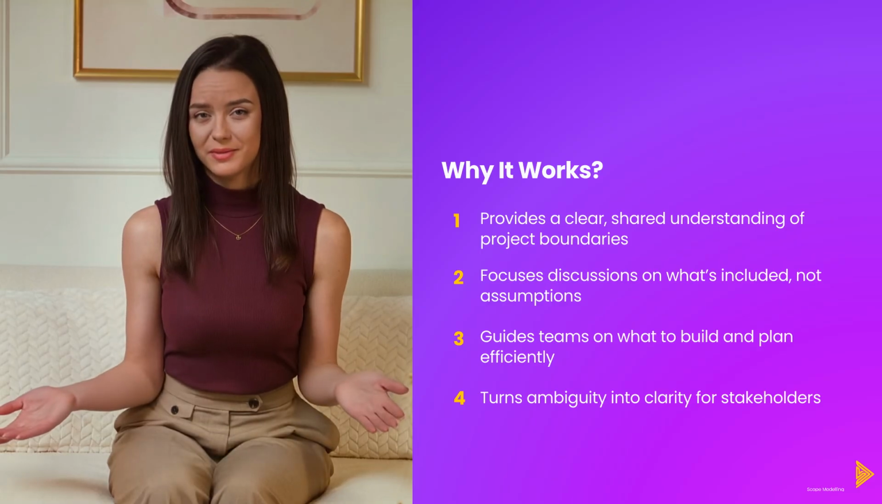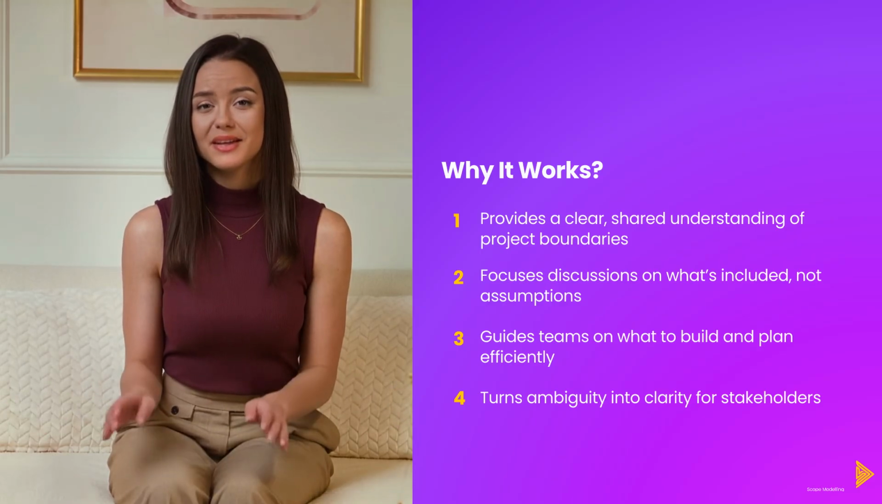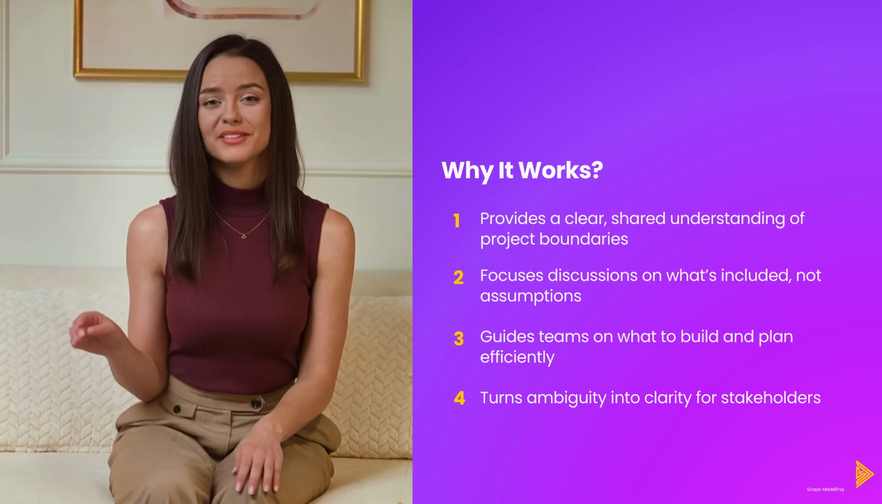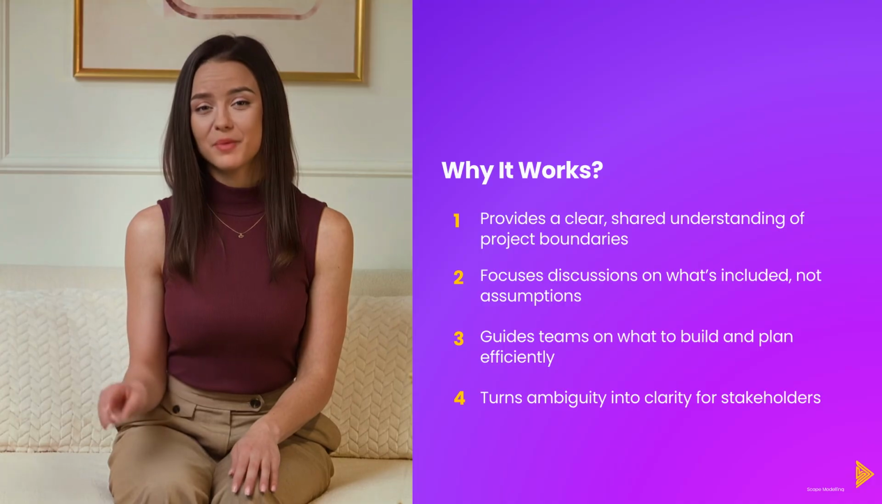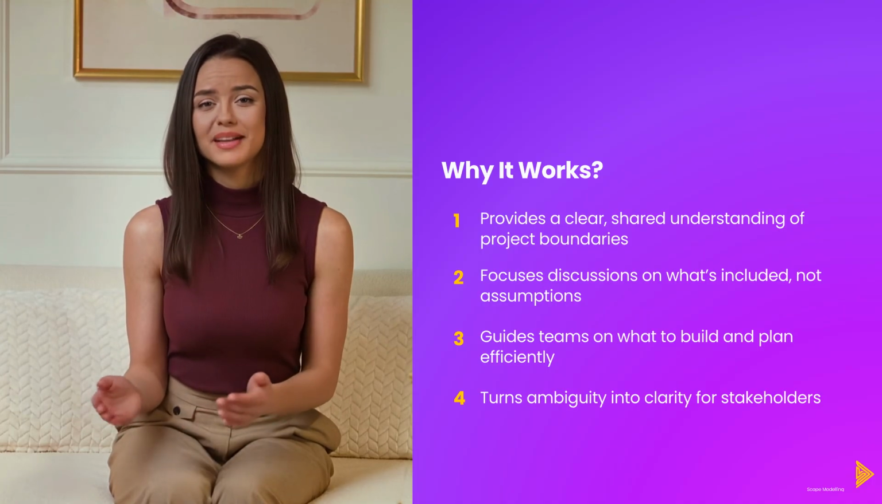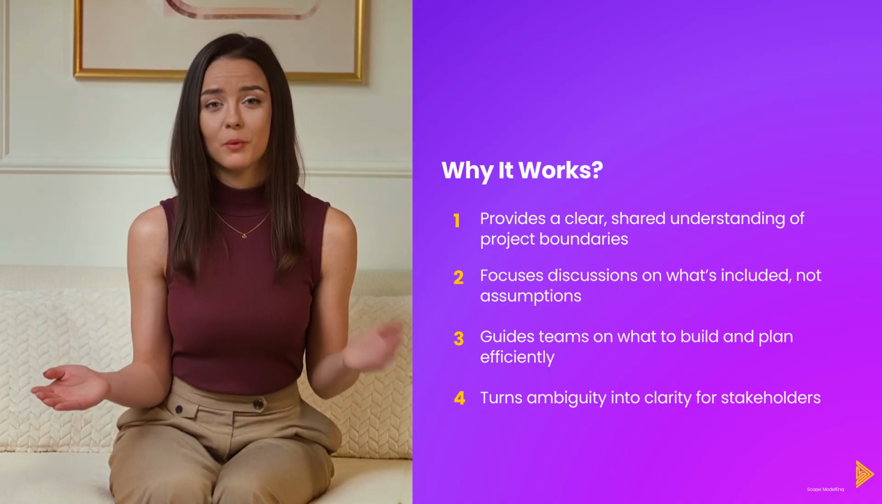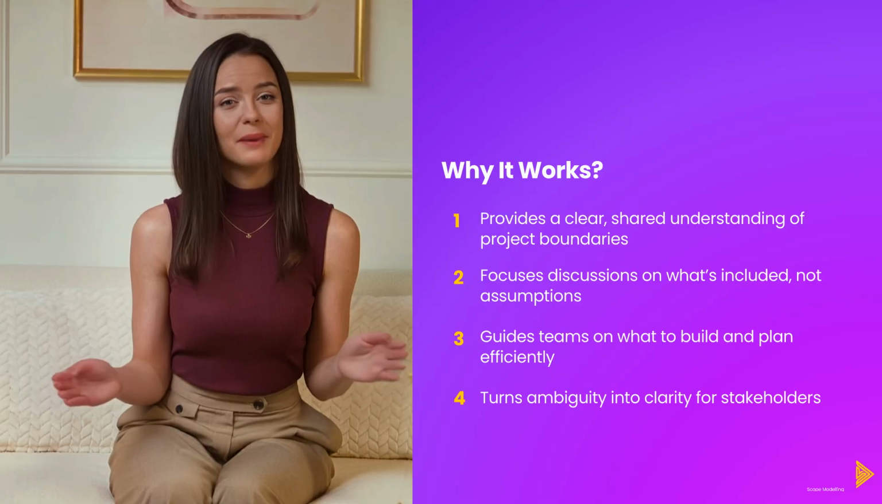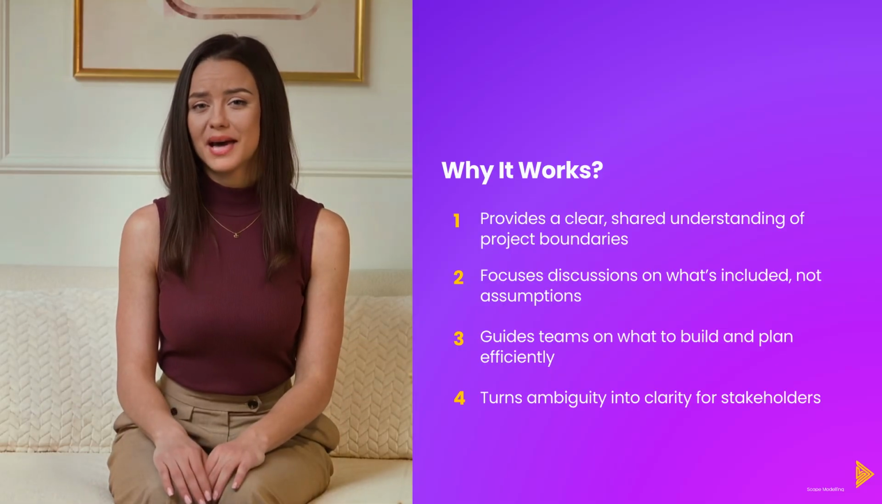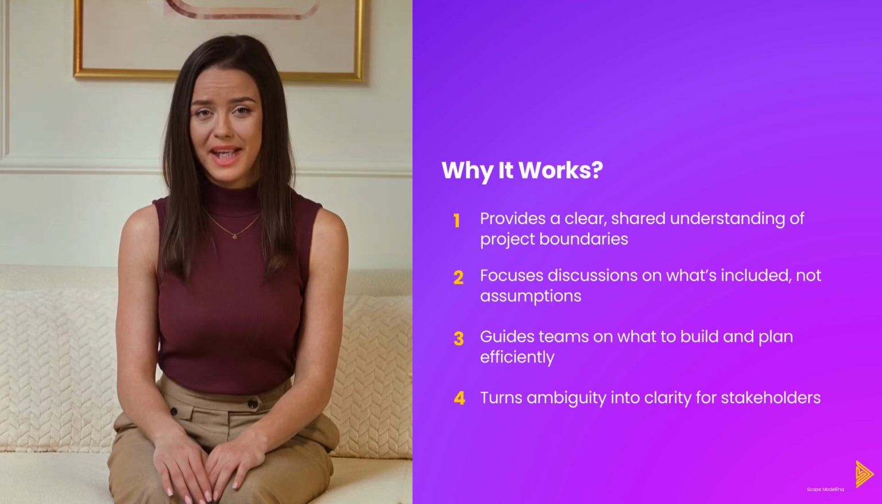How does it work? A scope model creates a clear shared understanding. Stakeholders can see exactly what's included, so conversations stay focused, not speculative. Teams know what to build, which makes planning and execution smoother and more predictable. And by making scope visible, ambiguity turns into clarity, ensuring everyone is genuinely on the same page.